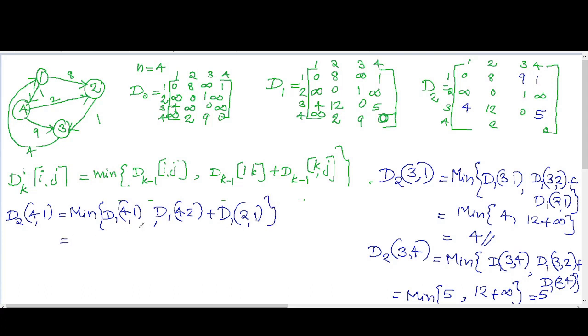So you can calculate these values from our D1 matrix. So this is equal to infinity and 2 plus infinity. So the entry is infinity. So you can write infinity here.